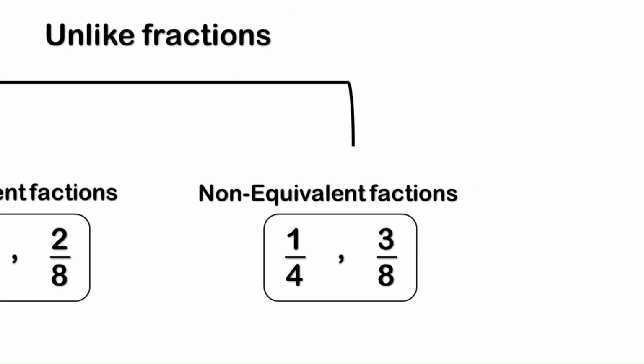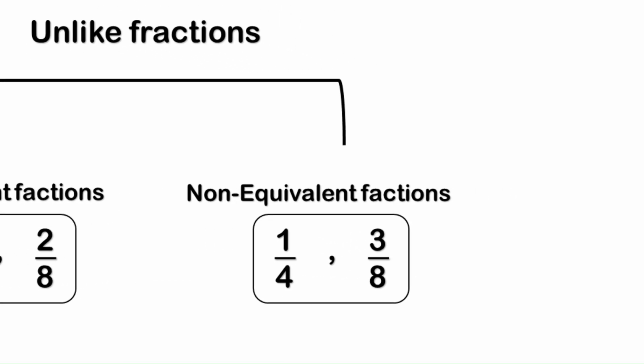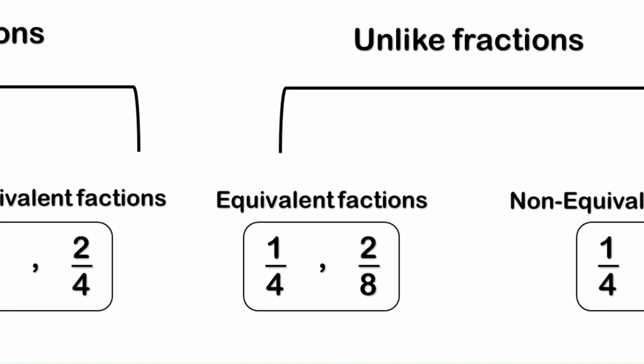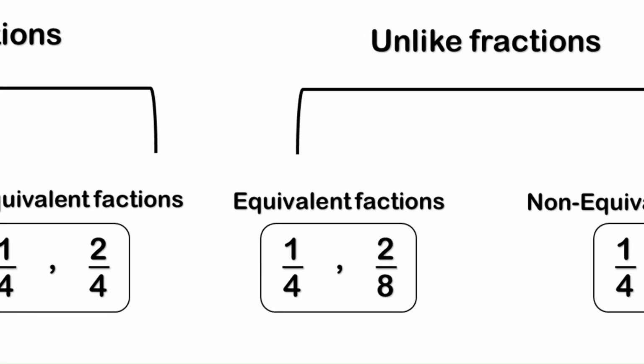These two fractions are unlike because their denominators are different. Moreover, their values are also different, so they are non-equivalent. But look at this set of two fractions. They are also unlike because they have different denominators. However, their values are actually equal. If you multiply the numerator and denominator of 1 upon 4 by 2, you get 2 upon 8. Even though they look different, they represent the same amount. So they are equivalent fractions.